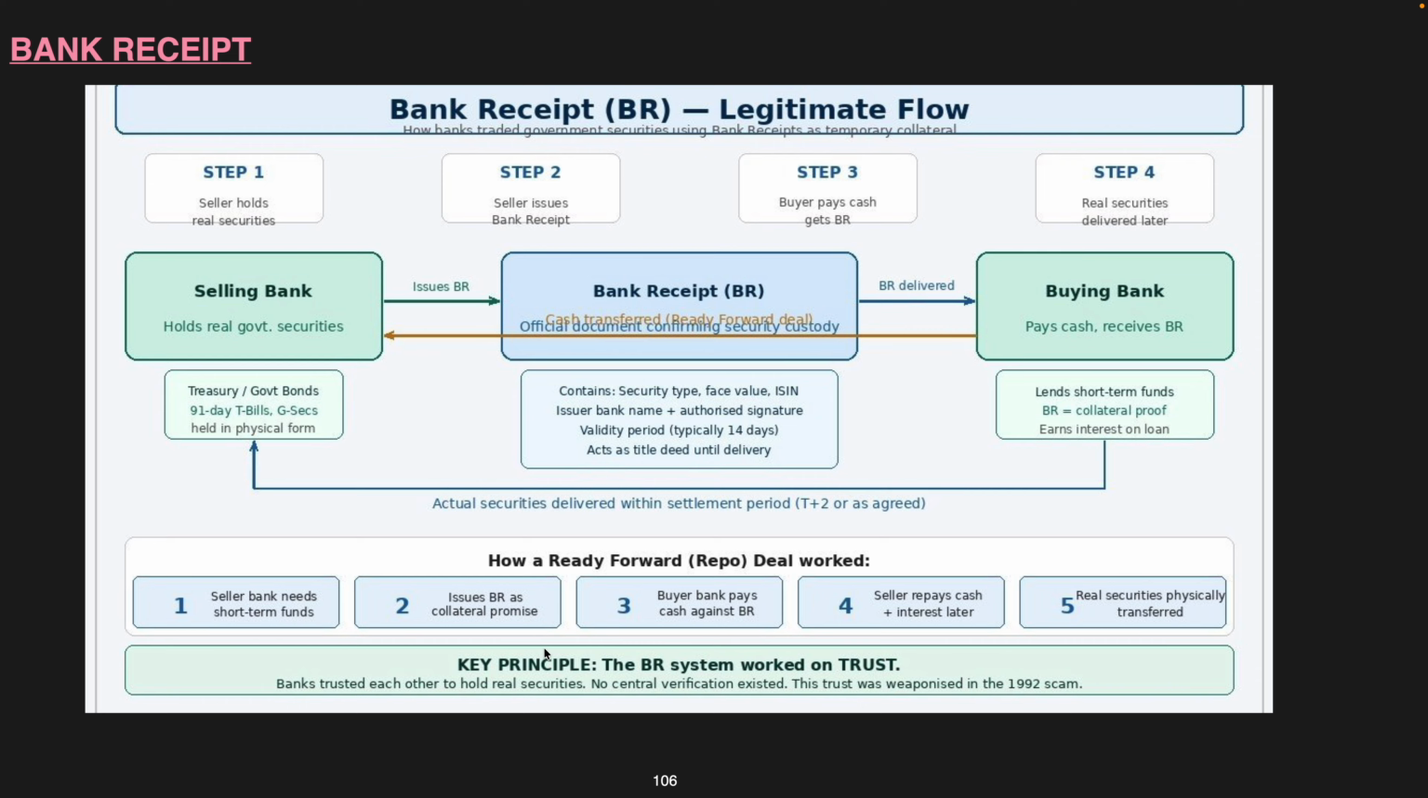So the whole bank receipt system worked based on trust. This trust was broken by Harshad Mehta, who acted as a broker between the selling bank and the buying bank, and siphoned off huge amounts of money by making the seller bank issue fraud bank receipts, even though it did not have that much security, and taking money from the buying bank. So this is about bank receipt.